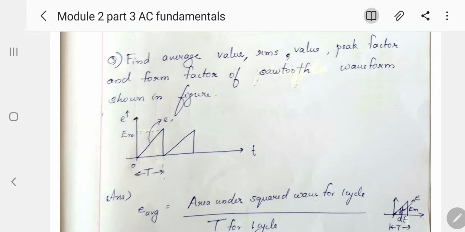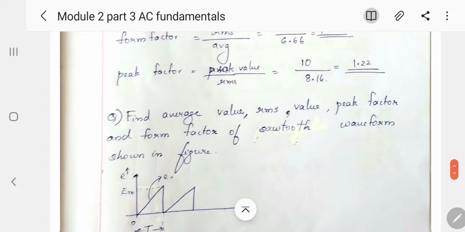So today we are going to discuss what is the average value, RMS value, peak factor, form factor of a sawtooth waveform as shown in figure. So what is a sawtooth waveform? The figure is already given to you. So this is a sawtooth waveform.